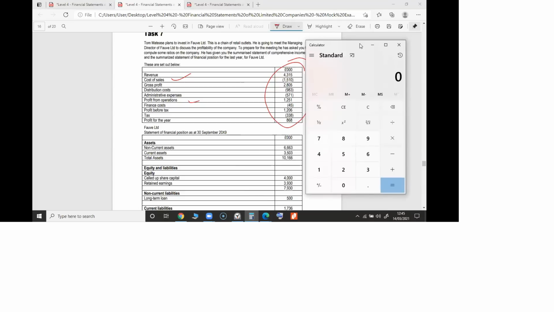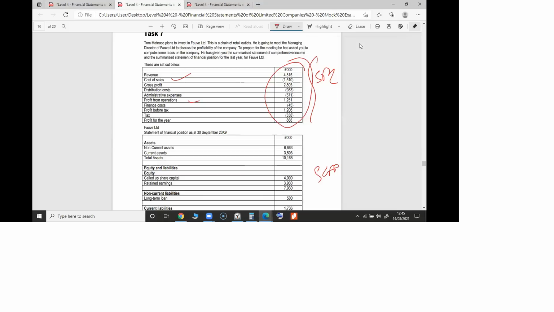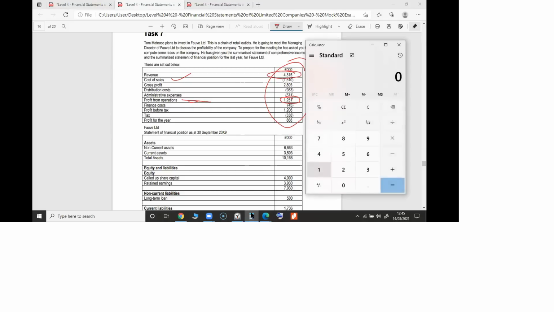What is the formula for operating profit percentage? I didn't ask you for the first one. I asked you for the second one. Operating profit percentage is operating profit divided by sales. Operating profit is how much? 1251, and sales means revenue, 4315. Yeah, just apply it.